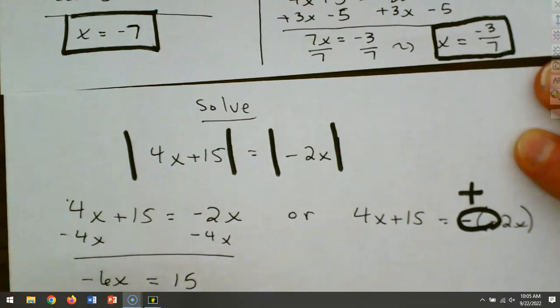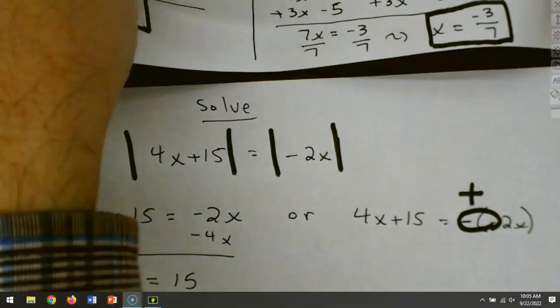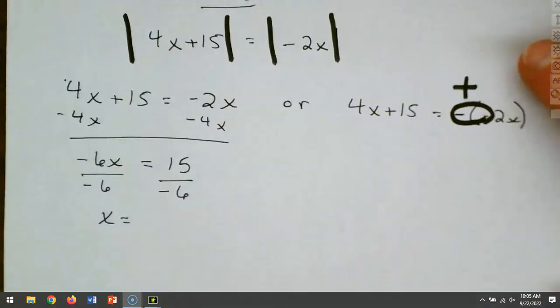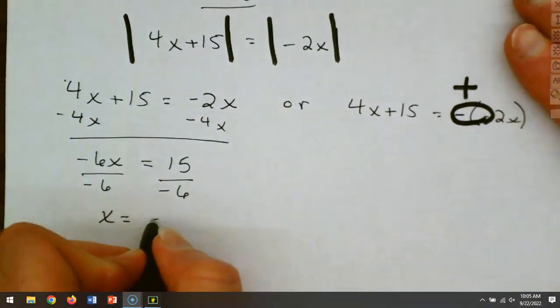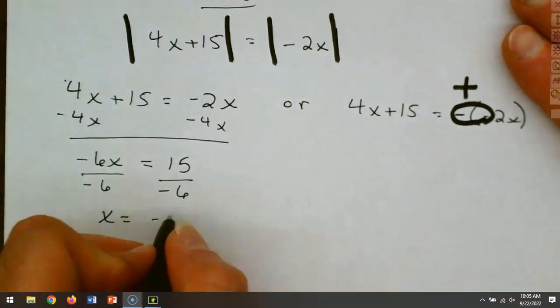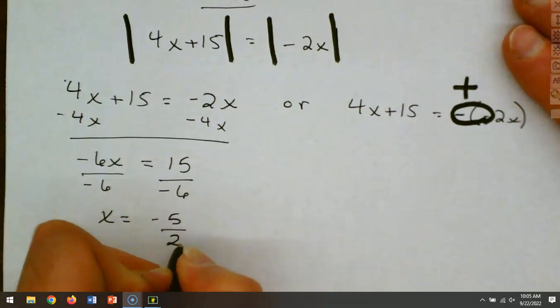Divide by our negative 6 and reduce. Reduce this down here. And what's that going to reduce down to? Well, it looks like 15 and 6 have a 3 in common. So it looks like it's going to reduce down to a minus 5 over 2, isn't it?